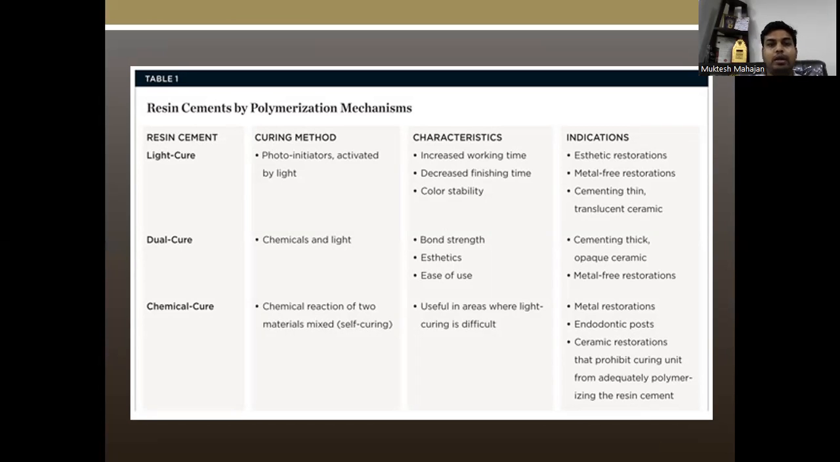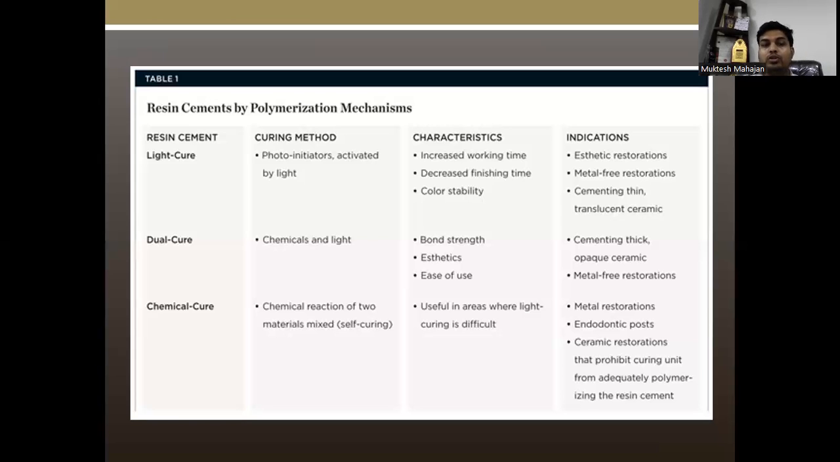Dual cure: cured by the chemical and the light. Characteristics of the dual cure are good bond strength, aesthetics, and ease of use. Indications: can be used with thin cement, opaque ceramic, and metal restoration.